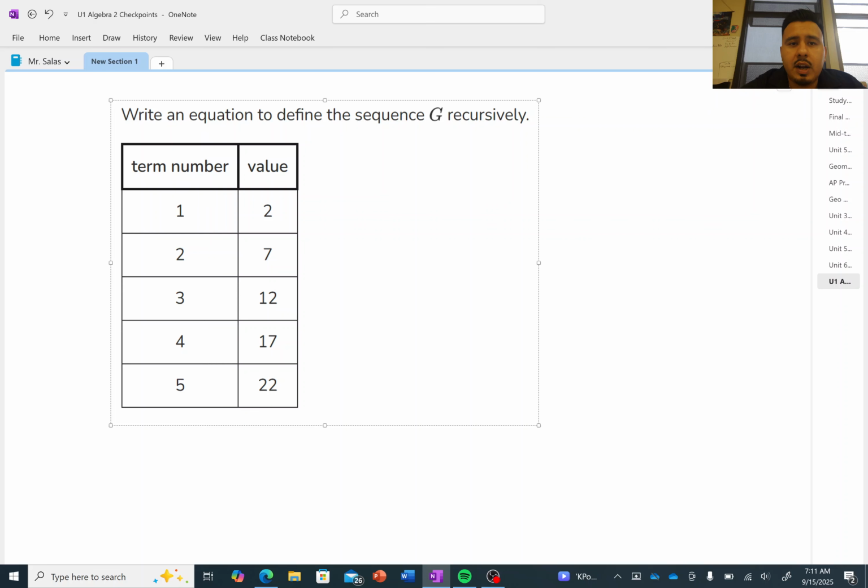It says, write an equation to define the sequence G recursively. Ooh, so recursively, which type of equation is that? I think that's the one where things are repeating each other, right? That recursive, like reoccurring, like you need to use the same thing over and over again. So if you remember correctly, we have to give our sequence, or in this case, our equation, a function name. In this case, they tell us that we're using the letter G, sequence G.